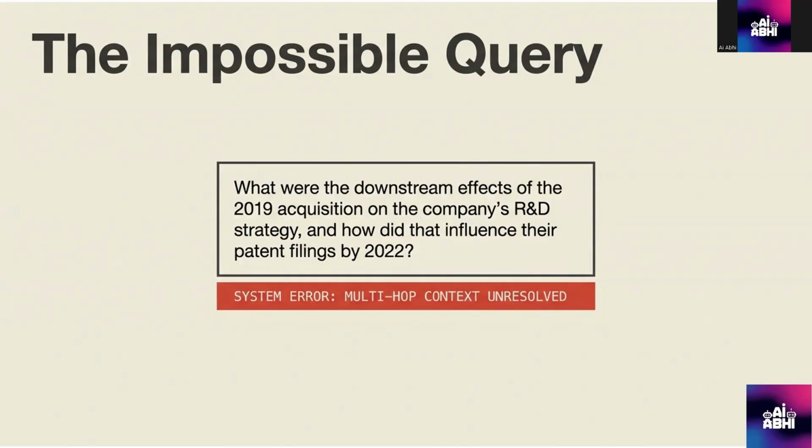It will find a document about the acquisition. It will find the document about R&D. Okay, it will find the patent filing, but it cannot connect those dots because the vector search finds similar chunks, not relationships between the facts. So that's exactly the problem GraphRAG was built to solve.